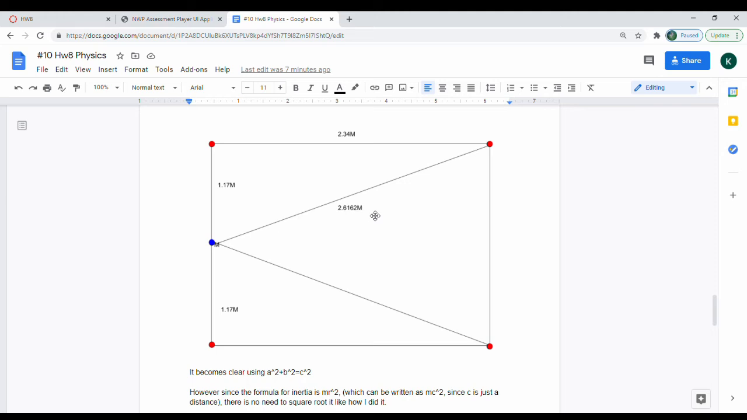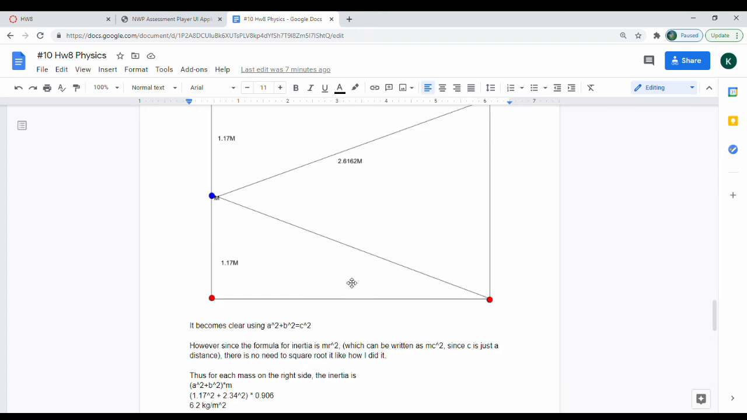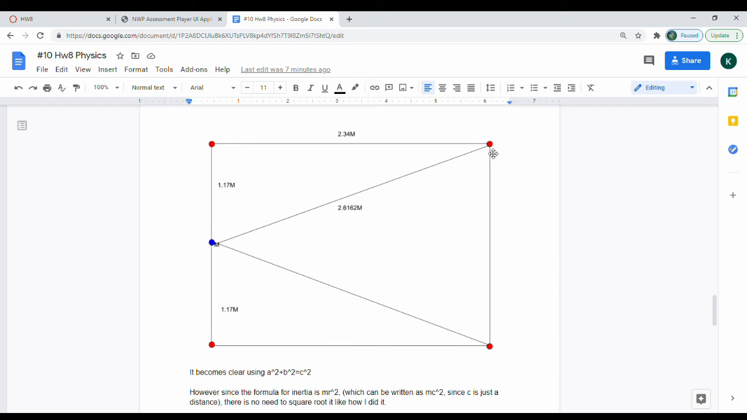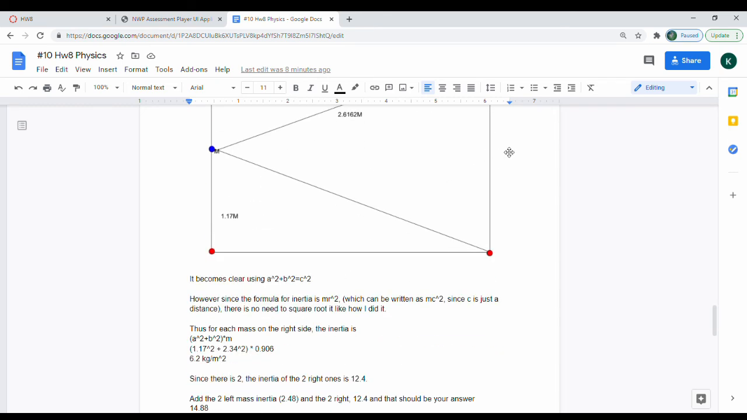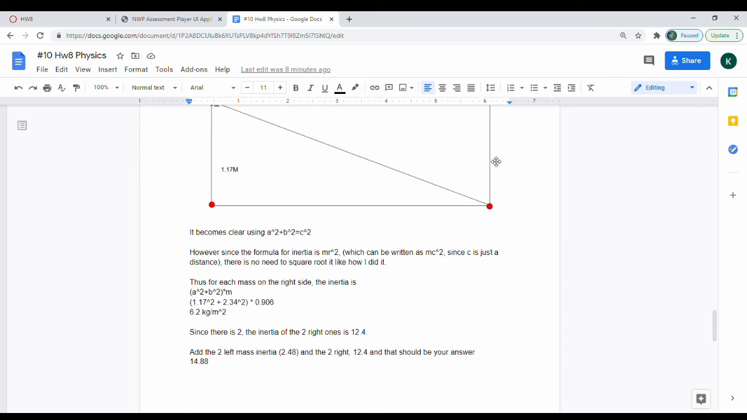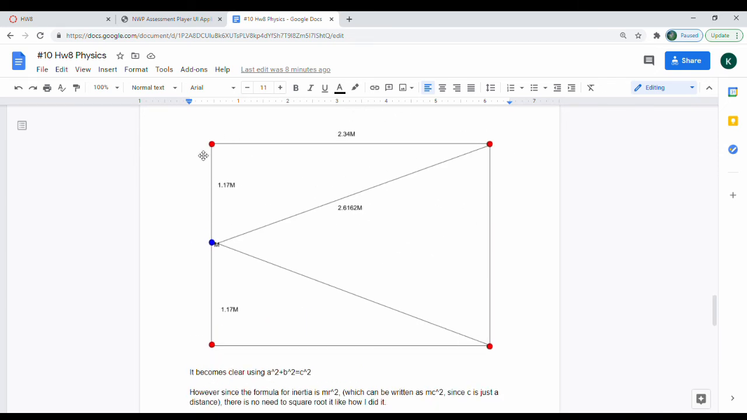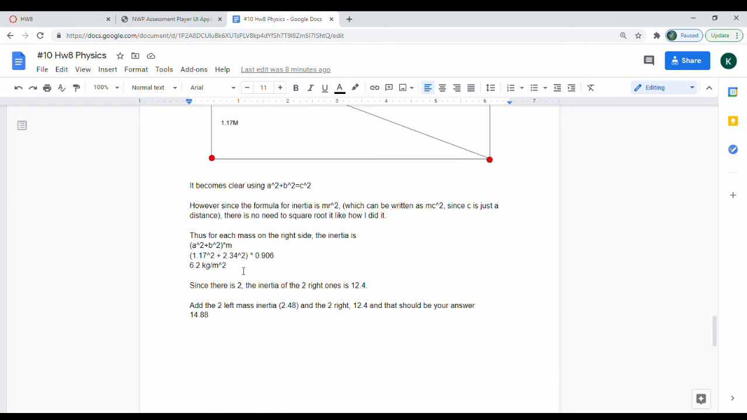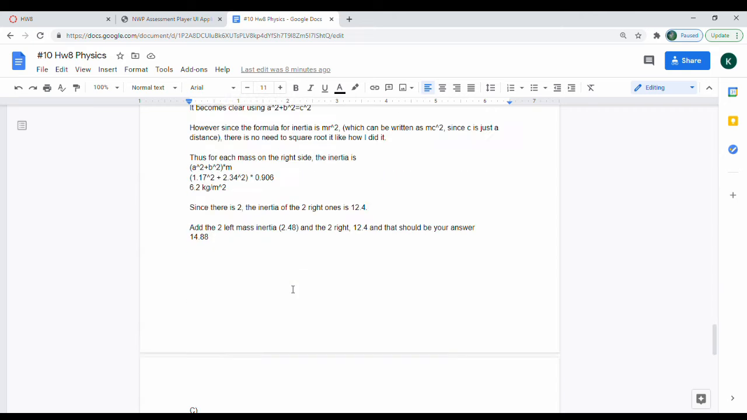And remember, in our formula we're being asked for mass times distance squared. C squared is a distance squared, so you actually don't need to take the square root of it like I just did right here. You can just take this squared and this squared and then use that as your r squared. So then whatever you got from this, you times that by your m, and that's the rotational inertia for each point. You have 2 of those, so you multiply by 2, and then you add the inertia for these 2 that you got from before. And here's my work if you want to go through it.